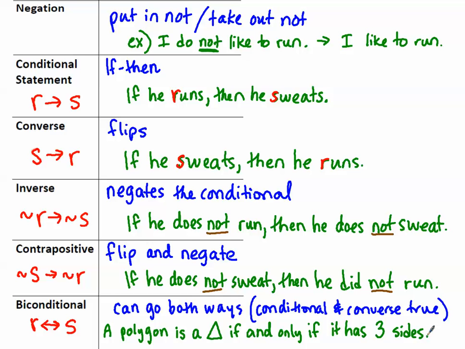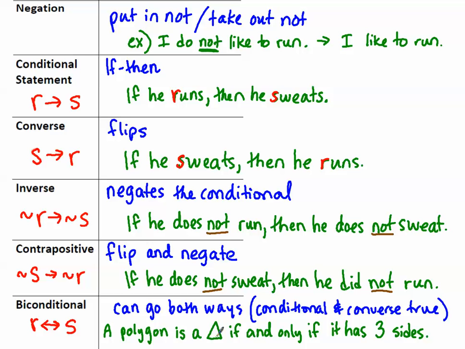Now, why didn't I use the sentence up here, if he runs, then he sweats? Well, let's think about the converse. If he sweats, then he runs. Maybe he was doing something else that made him sweat. You really have to examine, can it be true both ways?